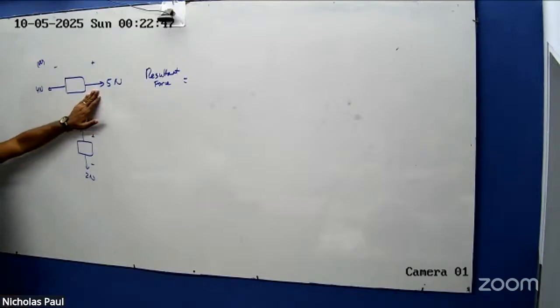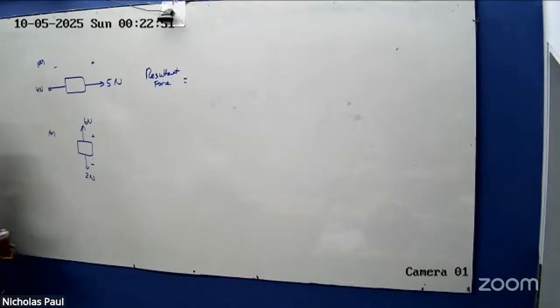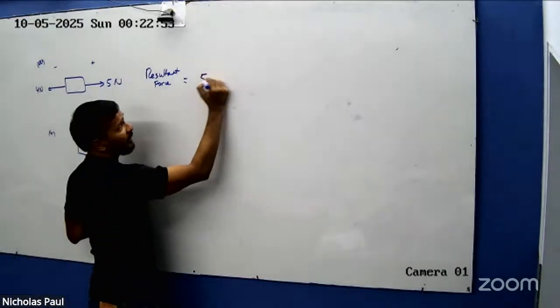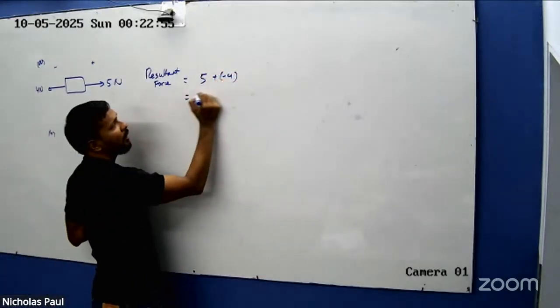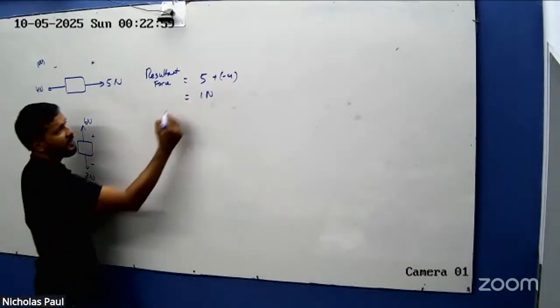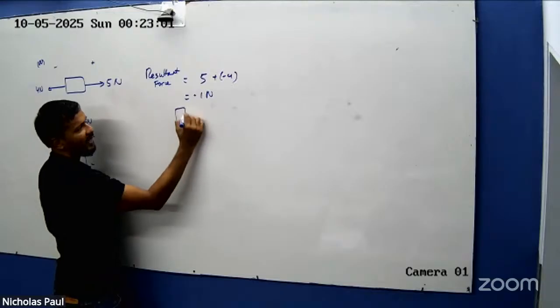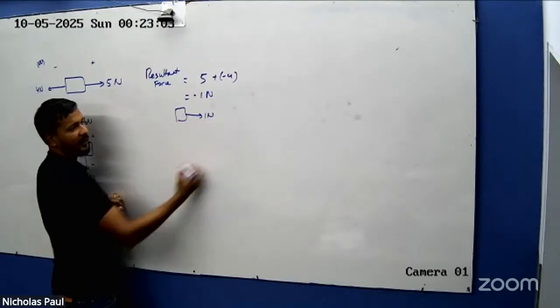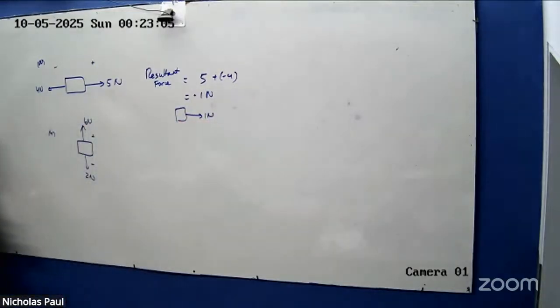So here you have what? Positive 5, here you have negative 4. So you're going to add positive 5 to negative 4 and you'll get 1. What does this 1 tell you? This 1 tells you that it's moving to the right, 1 Newton. Is that okay with that?